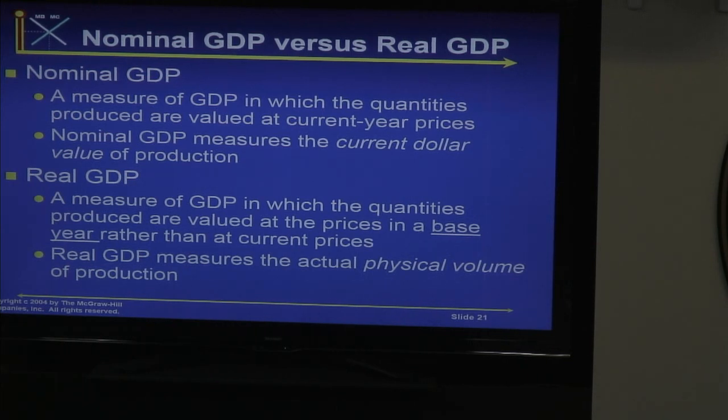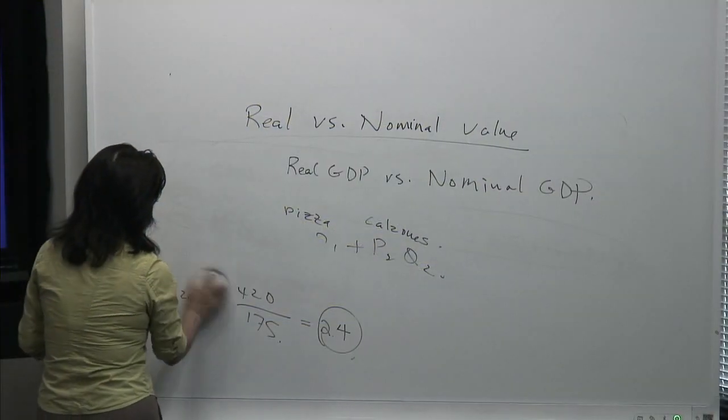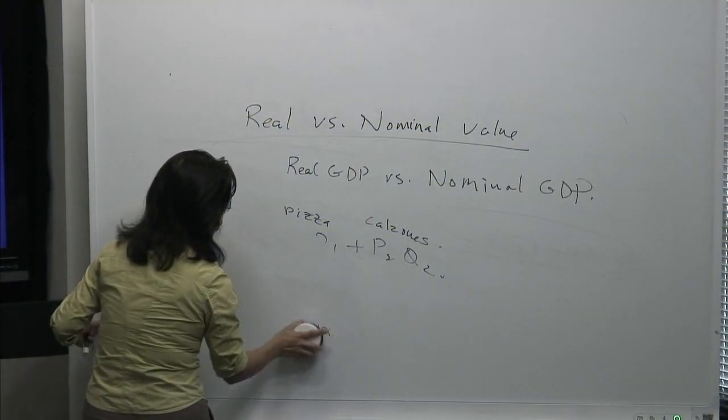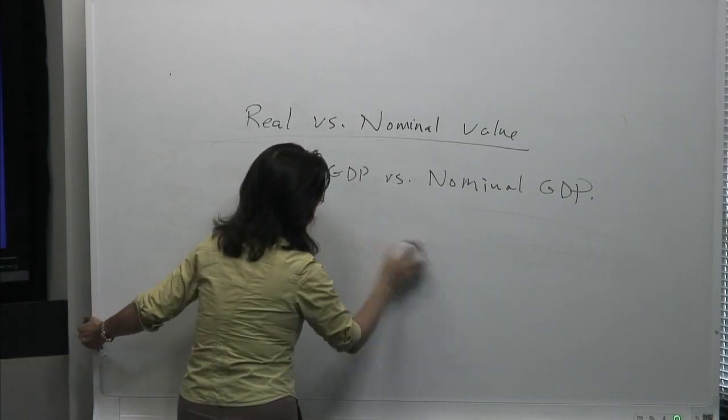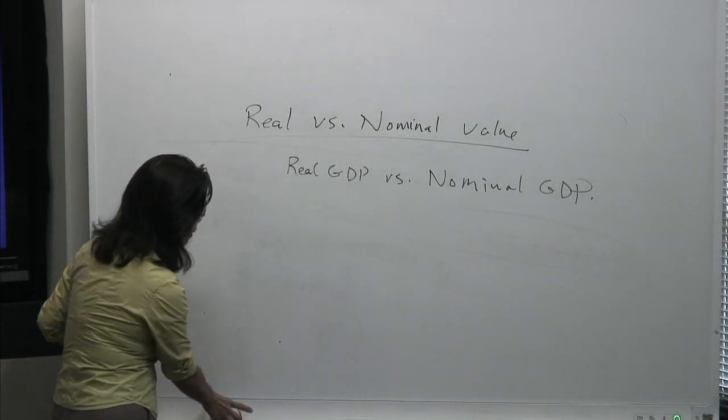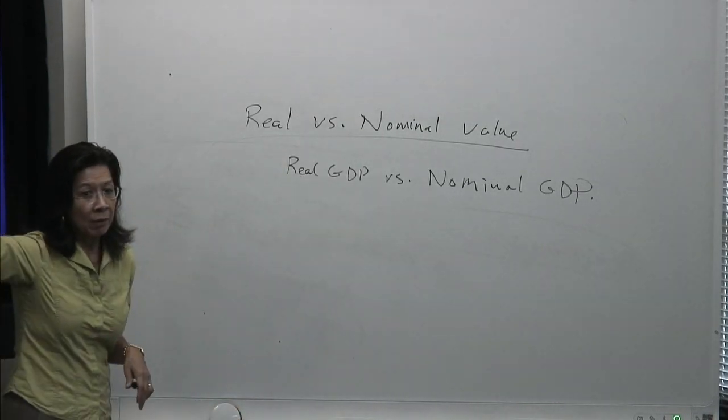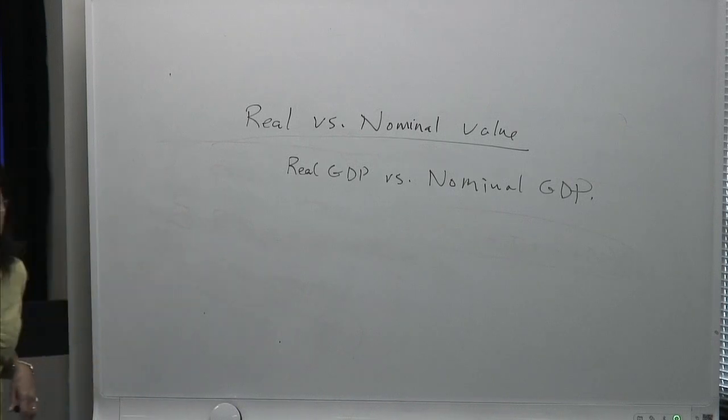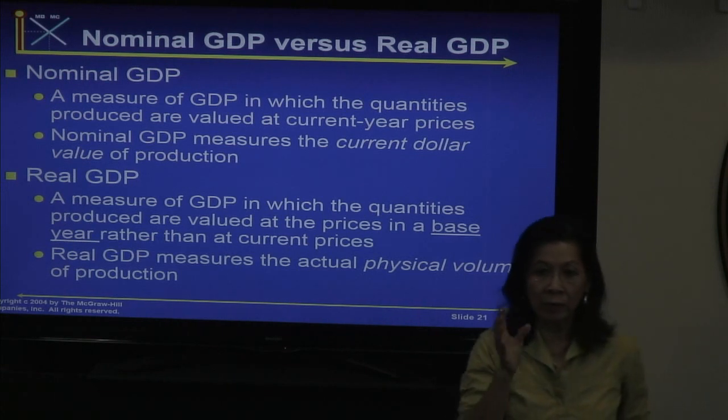So next we're going to look at an example of how to calculate real GDP instead of nominal GDP. We have already done nominal GDP, whatever we calculated just now, right? The 175, 420, all these are nominal GDP, because you value it at the 2009 prices, you value it at 2013 prices.